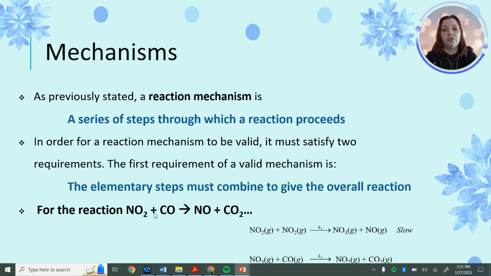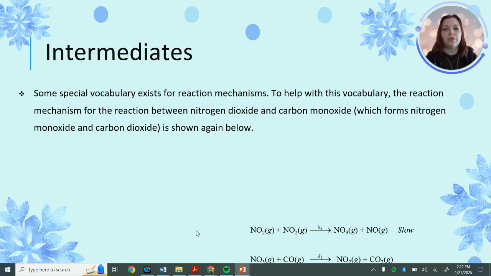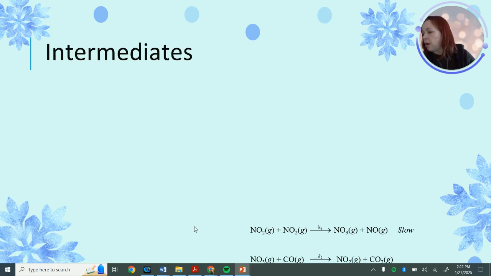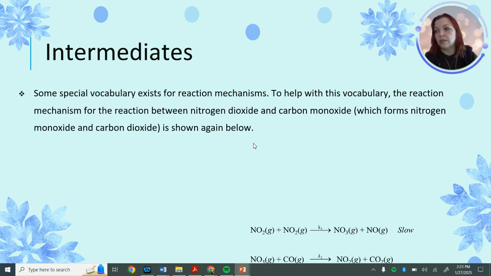So for the reaction, NO2 plus NO2 yields NO3 plus NO, and then NO3 plus CO yields NO2 plus CO2. You can see here that our NO2s on both sides will cancel out, one of them, and then we have an NO3 on both sides that will cancel out. And so then we are left with our overall reaction, which is NO2 plus CO yields NO plus CO2. Okay, so somehow we inadvertently left off the second requirement for a valid mechanism, which will be discussed in topic 5.8.